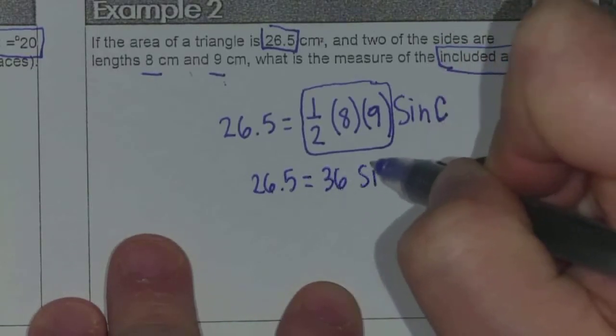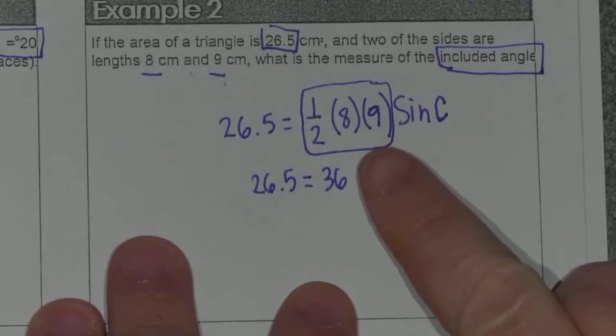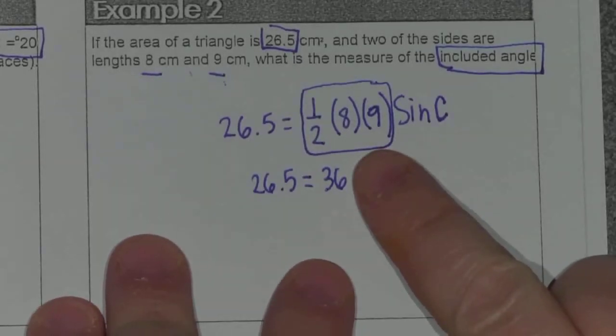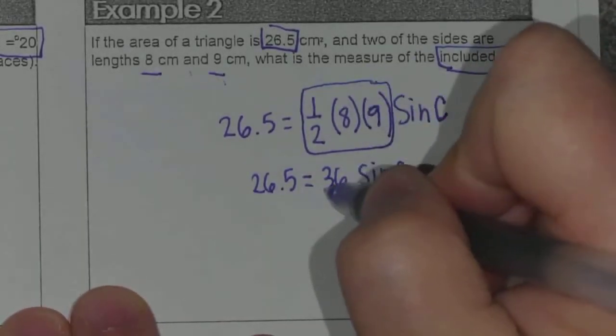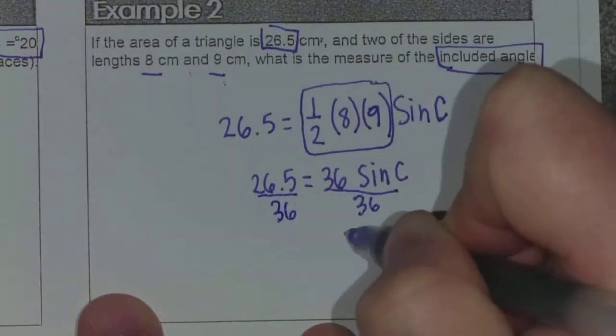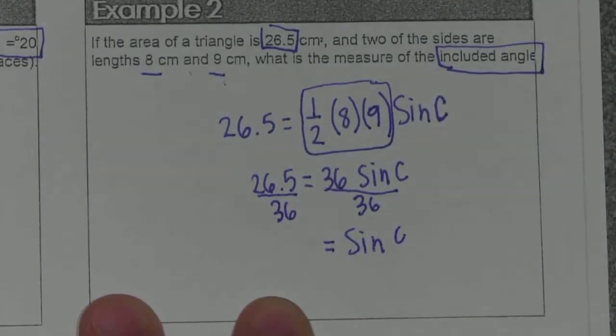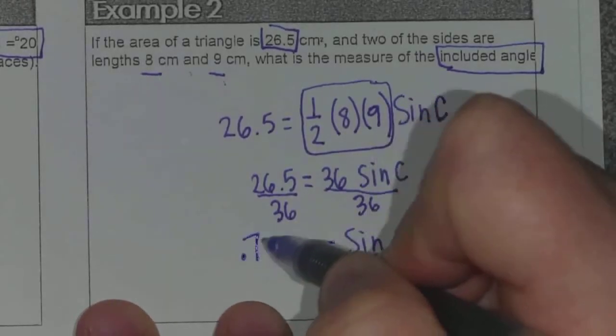So I have 36 times the sine of angle C still. How do I get C isolated? What am I going to move first? Yeah, divide by 36 because it's times the sine. So I have the sine of C equals 0.736. Yeah.